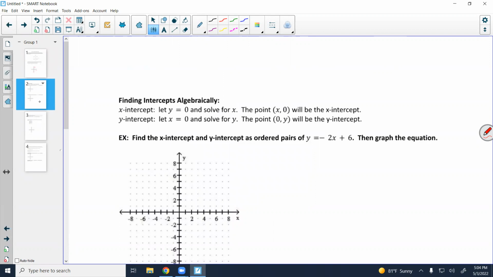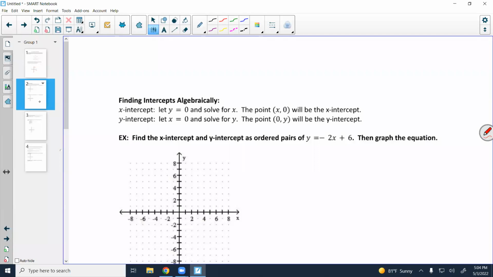So, one of the ways that we can help ourselves when graphing is finding the x-intercept and the y-intercept. To find the x-intercept, you let y equal 0 and solve for x. We have a point (x, 0). That'll be your x-intercept, because it intersects the x-axis when y is equal to 0. Likewise, for the y-intercept, you let x equal 0, solve for y, and you have a point (0, y). That'll be your y-intercept. So we're going to find the x and y-intercepts for this particular equation.